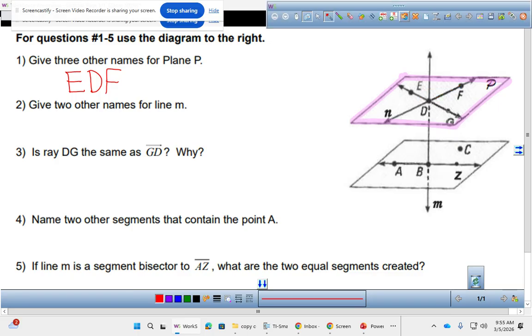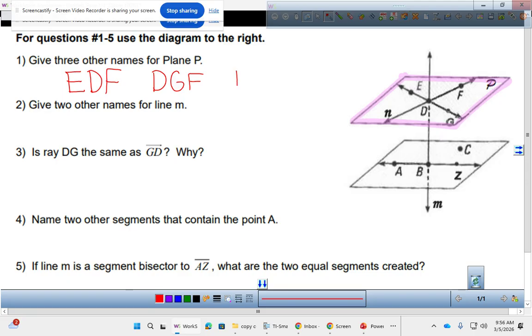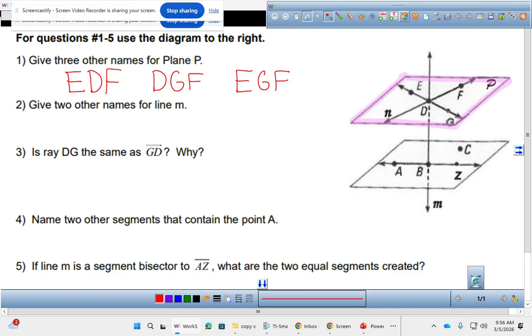I could do D, G, F, because if I were to connect D, G, and F, I'd get a triangle, so that's another way to name it. I could just skip D altogether and do E, G, F, because that's a triangle. What I can't do is something that's in a straight line. I can't use the letter N because it's not a point, okay? You could also do any variations of these letters, like mixing and matching them. So that's just 3 different ways, but you could rearrange the letters and get plenty of other ways to name this plane.